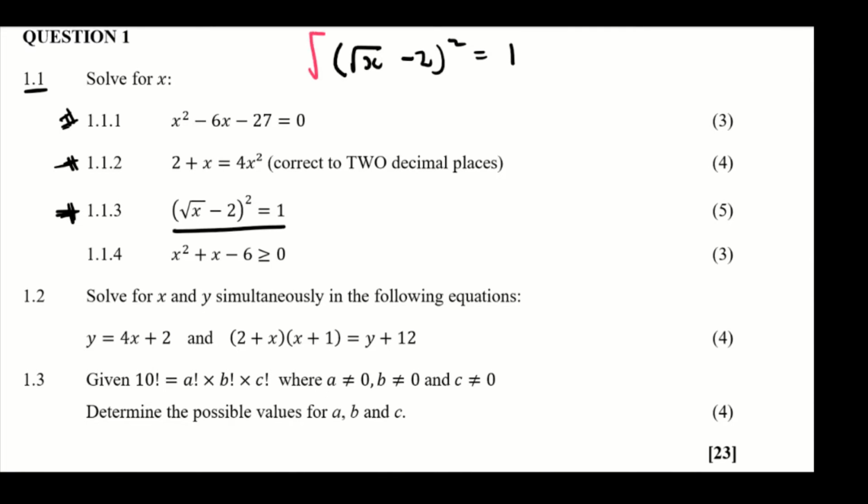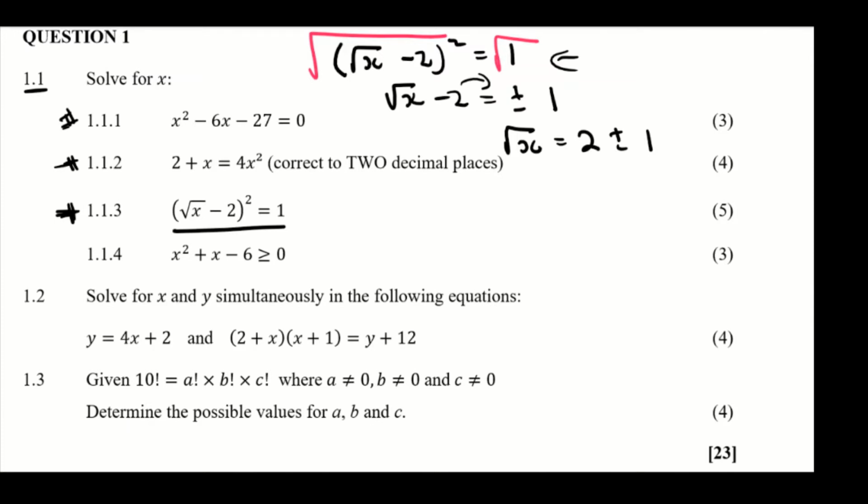So we're just going to put the square root here and here, and then we will have root of x minus 2 is equals to plus or minus 1. That is the solution of the square root of 1, right? And then we'll transpose the minus 2 to the other side. So we have the root of x is equals to 2 plus or minus 1, right? And then solutions of x would be the root of x is equals to 2 plus 1, or the root of x is equals to 2 minus 1.